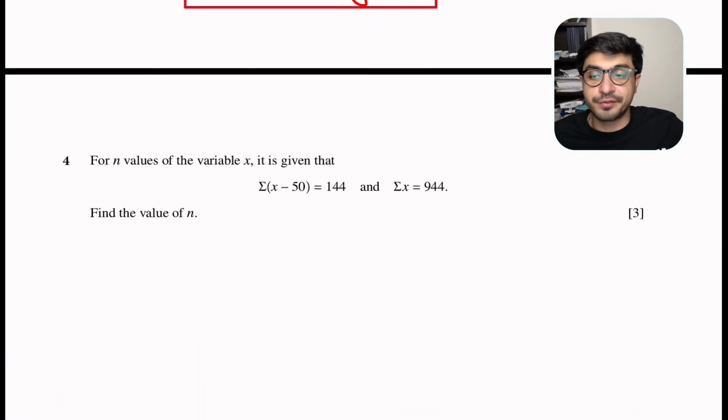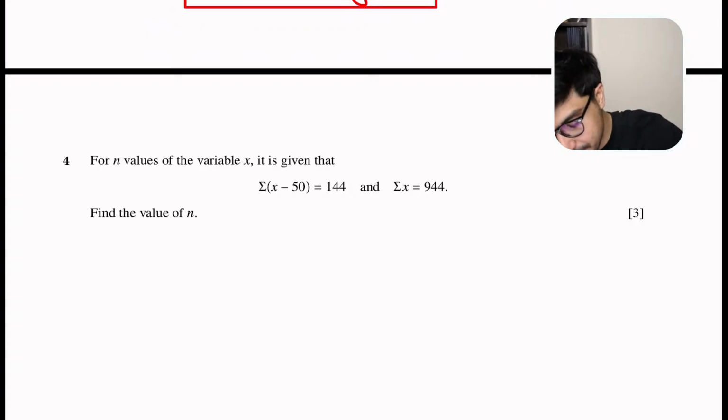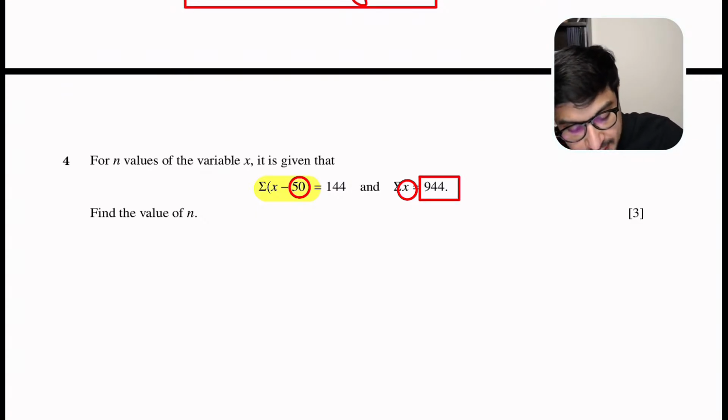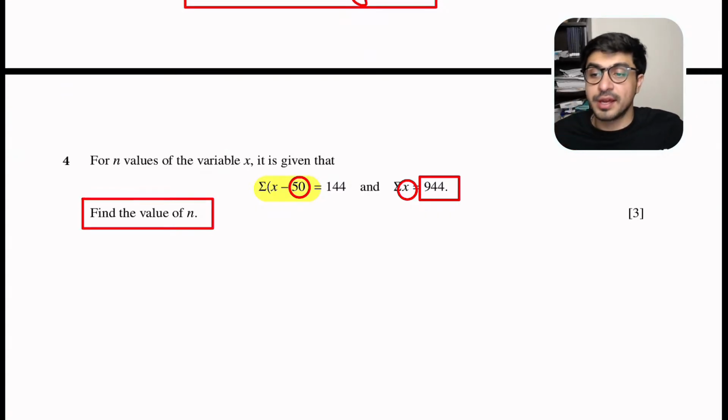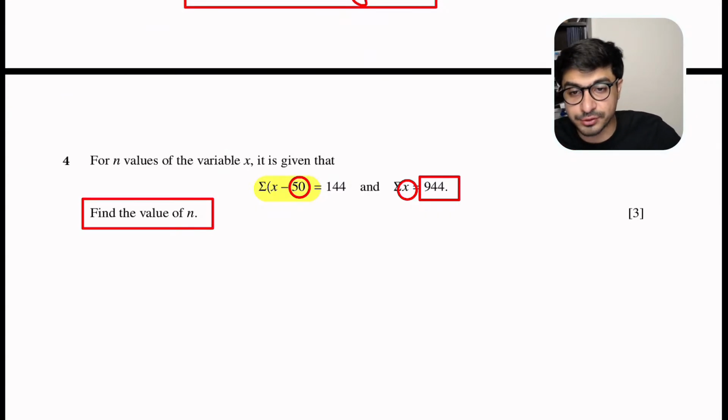That is a question of assumed mean. They have given us the difference between the x values and the assumed value. The assumed value over here is 50, and they have also given us the x values. What we need is the sum of all x values, that is 944, and we need to figure out how many values there are. So there are going to be n values.